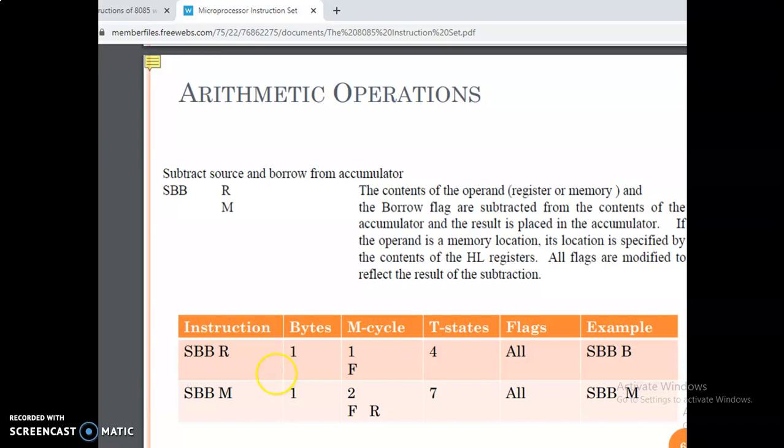So subtract source and borrow from accumulator. SBB R means the content of the operand, which may be a register or a memory location, and the borrow flag are subtracted from the content of the accumulator, and the result is placed in the accumulator.